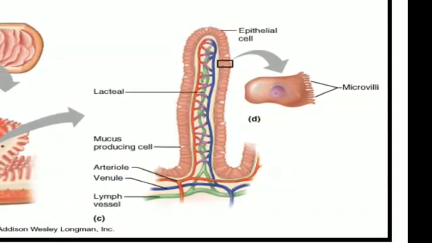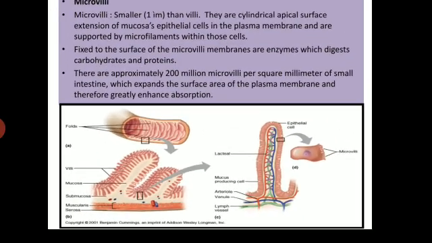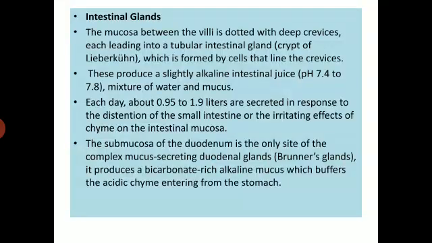Can you see the structure of microvilli? This is microvilli. On the villi, there is again a small structure which is called microvilli. Okay. Now the last part of the small intestine is the intestinal glands.